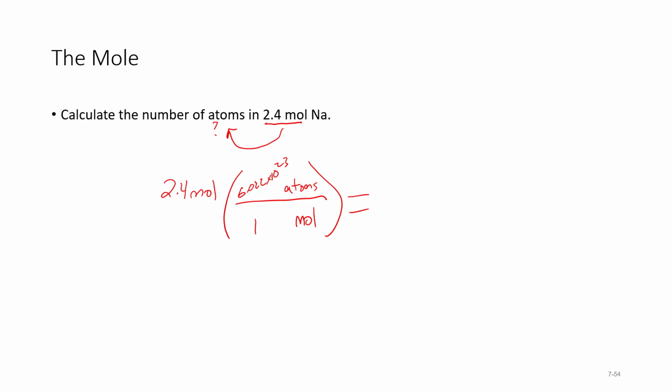When I type this in my calculator, remember to put parentheses around Avogadro's number, but we're going to do 2.4 times 6. Close a parenthesis, new set of parentheses, 6.022 times 10 caret key 23, close the parentheses, equals 1.45 times 10 to the 24th atoms.